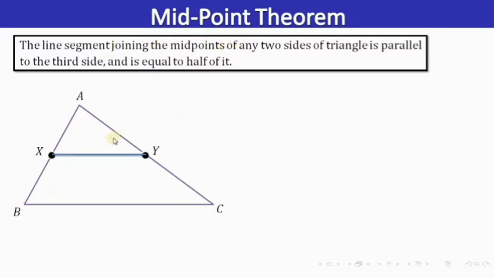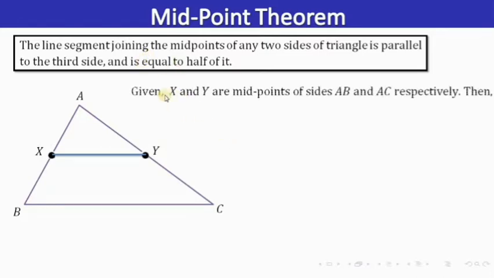This line segment is parallel to the third side. This is one side, this is another side, and which one is the third side? This is my third side. So this line is going to be parallel to the third side, and this line segment is going to be just half of the third side. Suppose BC is 10 centimeters, then XY has to be 5 centimeters. That's what the theorem says.